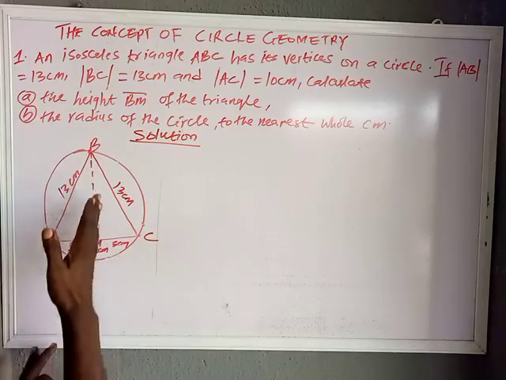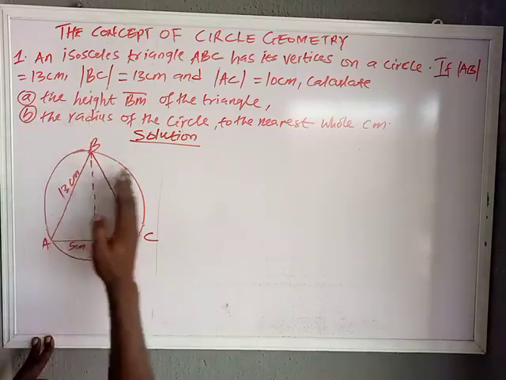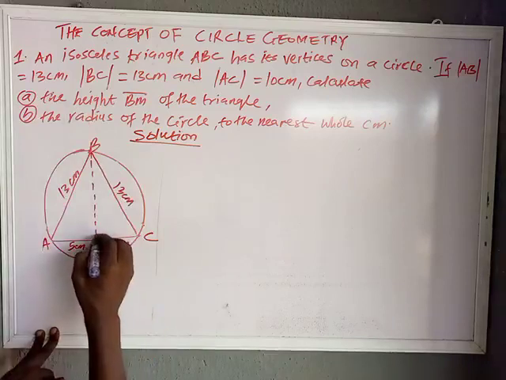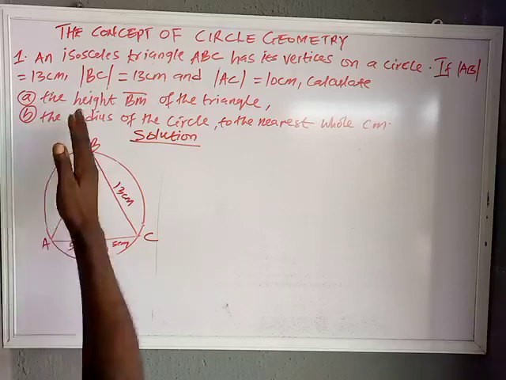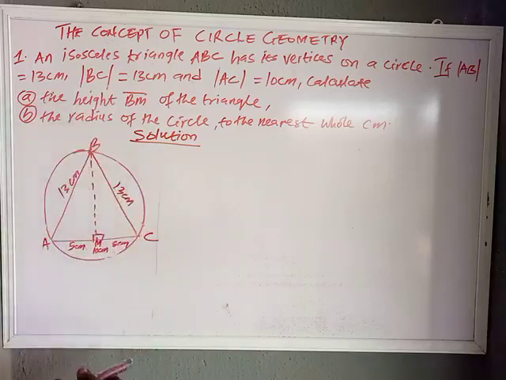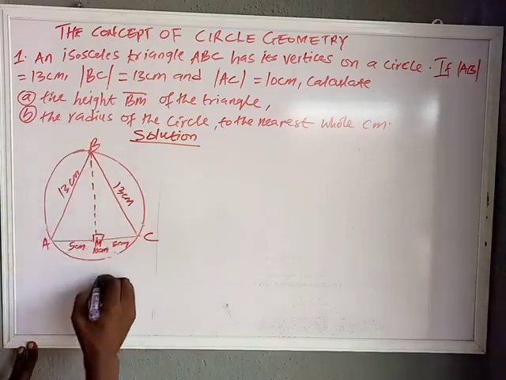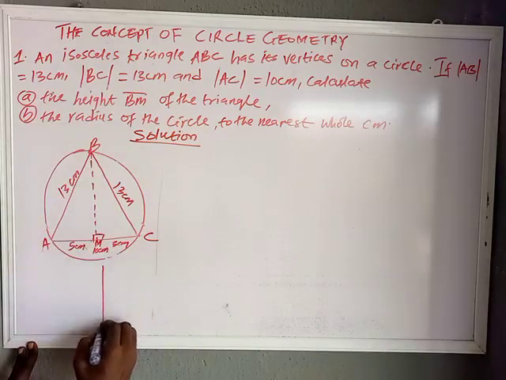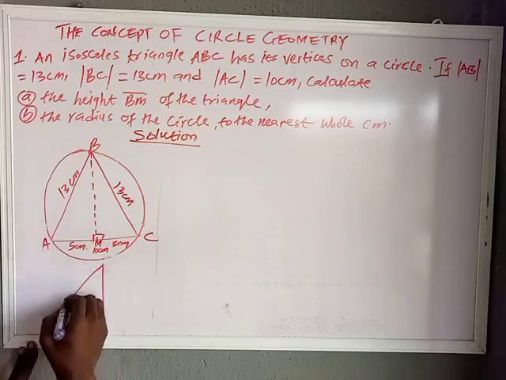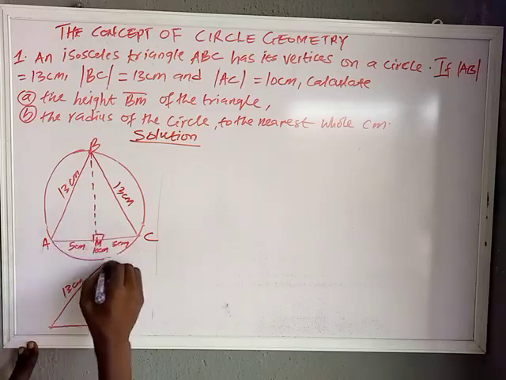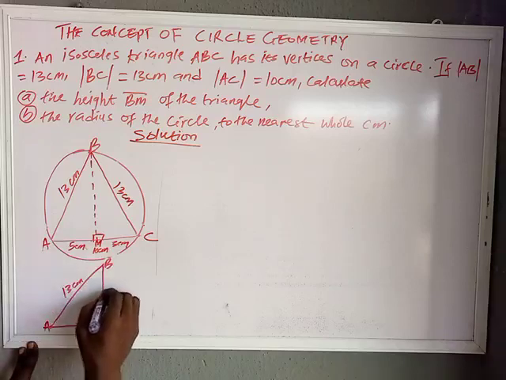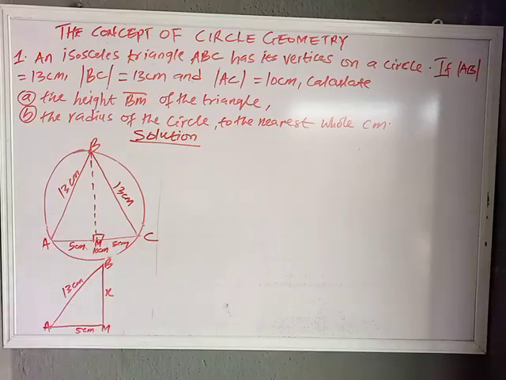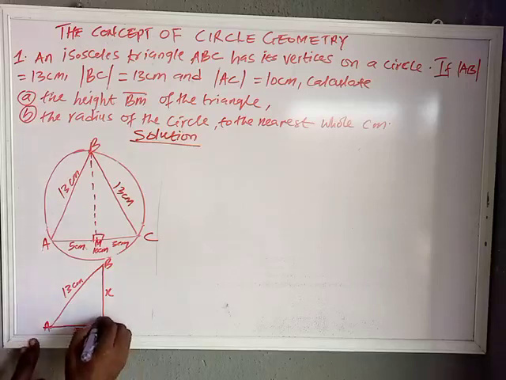So if we are looking for it, we can choose this side or this side, and it will still give us the same thing. If we go with this one, here is 13 centimeters, here is B, here is A, and here is M. We have here as 5 cm, and we're looking for this side. Let's call it x. And don't forget this angle is 90 degrees.